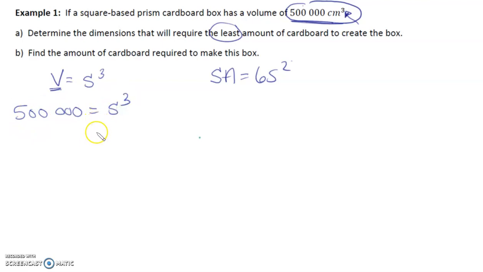In order to get that cube off of the S, we have to cube root both sides. It's going to look like a square root, but instead of there being a 2, there's going to be a 3 there. For square root, we have just like the imaginary 2, we don't write it in, but for cube root, we have to write it in. When we cube root this, the cube and the cube root go away, so we have S equals 79.37.